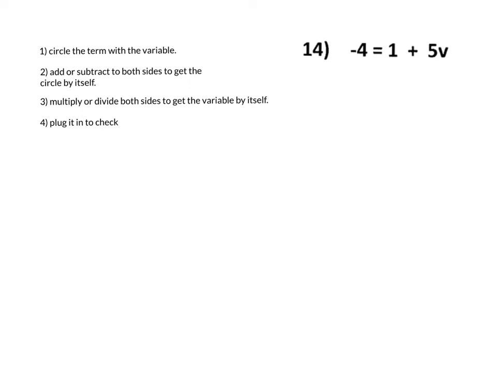Number 14, I'm going to circle my term with the variable. I'm going to get rid of this plus 1, this positive 1. The inverse to get rid of a positive 1 is minus 1. I'm going to do that to both sides. That gives me negative 5 is equal to 5v.